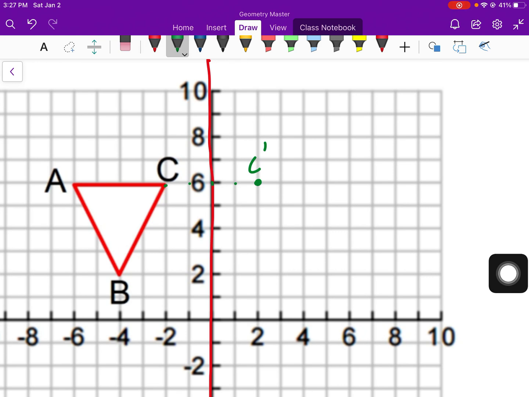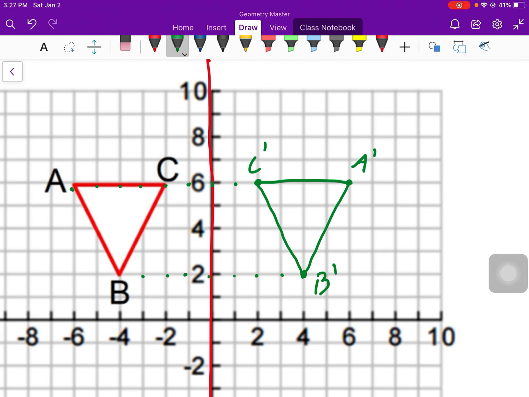Okay, so I'm going to start with C. Now I'm going to do A next because it's basically in the same area. So 1, 2, 3, 4, 5, 6. That's A prime. B was 1, 2, 3, 4. So 1, 2, 3, 4. That's B prime. Make sure you connect your dots. And you are done. Make sure you have A prime, B prime, C prime.